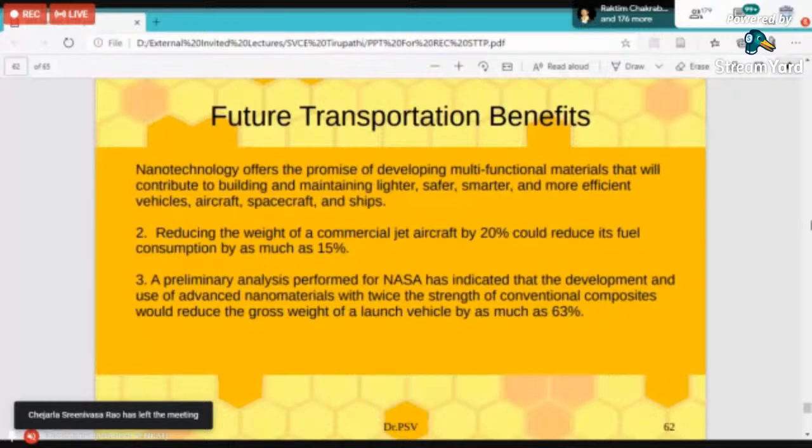Then a preliminary analysis performed by NASA has indicated that the development and use of advanced nanomaterials, which have twice the strength of conventional composites, would reduce the gross weight of launch vehicles by 63%. So when you are using nanomaterials for structural applications, which will reduce the weight by 63%, who will not accept it? So that is the thing about nanocomposites.